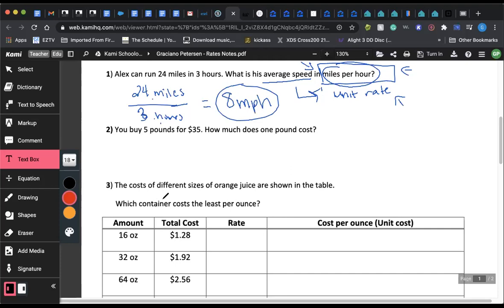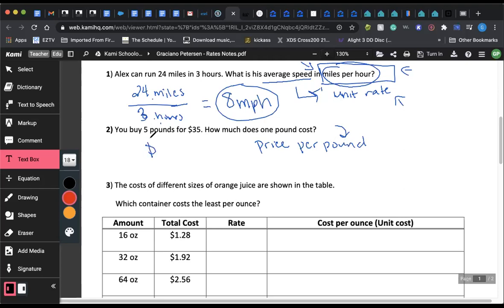All right, number 2 says that you buy 5 pounds for $35. How much does 1 pound cost? Student: I was going to say you put $35 divided by 5. Yes, that's good. Because what am I looking for when it says how much does 1 pound cost? I'm looking for the price per pound. That's what I'm looking for.